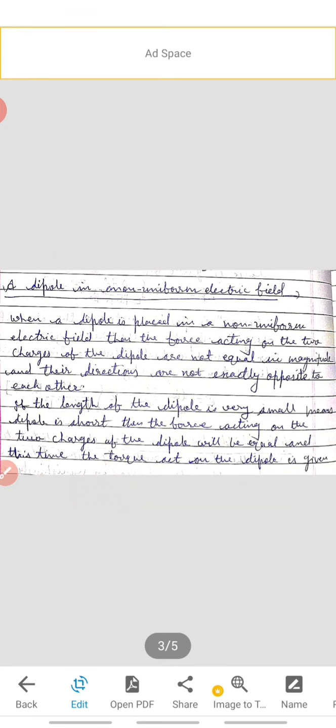Now, our next topic is a dipole in non-uniform electric field. We already studied about a dipole in uniform electric field. Now, if a dipole is placed in a non-uniform electric field, then what happens? When a dipole is placed in a non-uniform electric field, then the force acting on the two charges of the dipole are not equal in magnitude and their directions are not exactly opposite to each other.